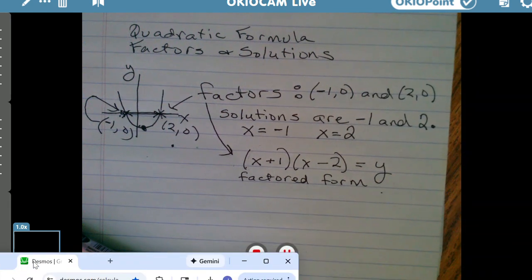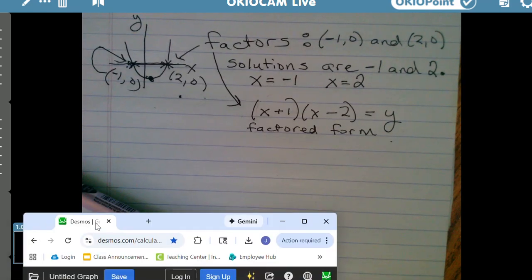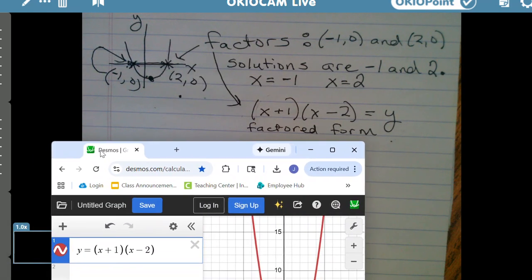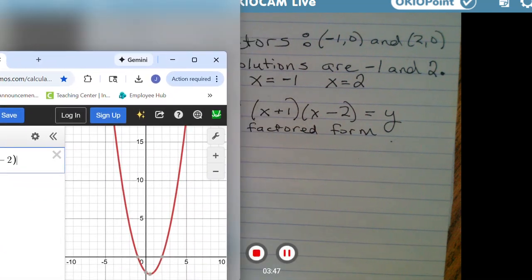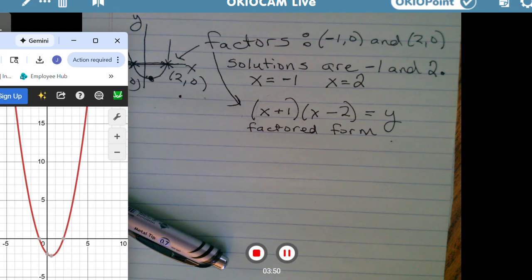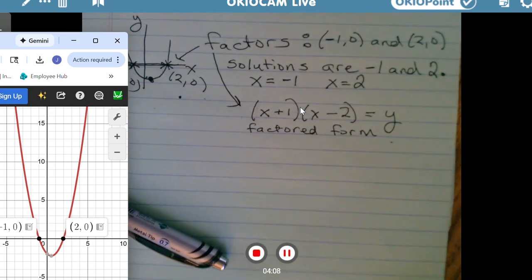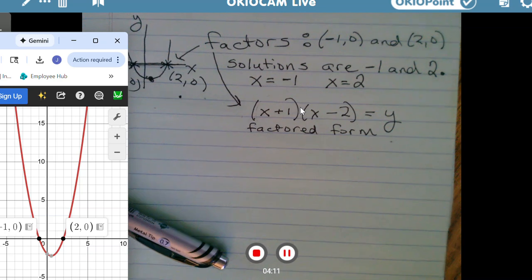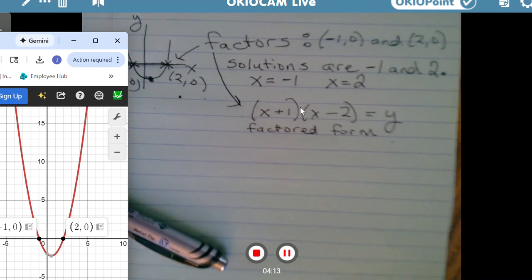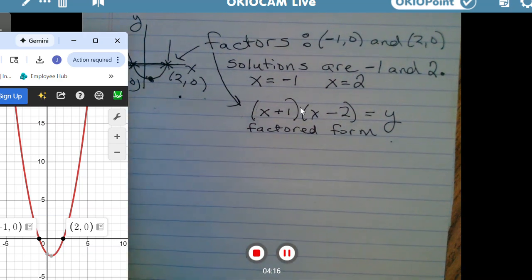Alright, so here is the graph in factored form. You can see that it crosses the x-axis at -1 and it crosses the x-axis at 2. So the factors are written as opposites. Say it. Factors are written as opposites.